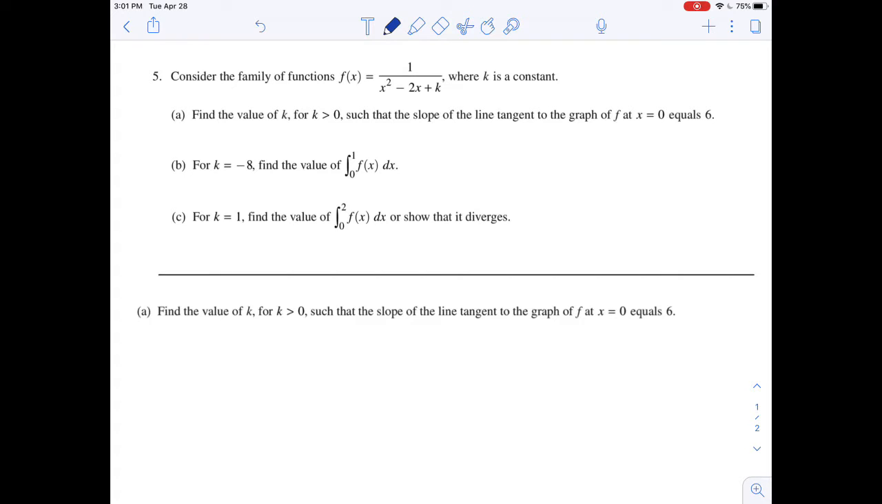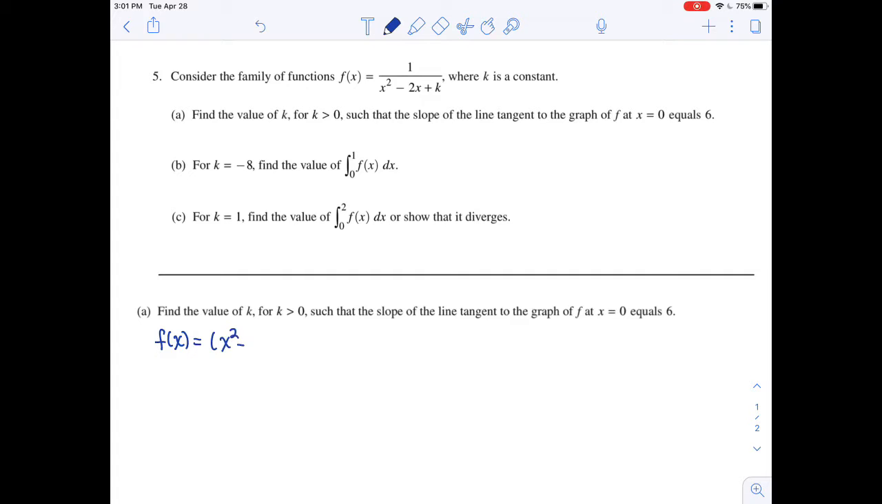Okay, so it says consider the family of functions where you have f of x equals 1 over x squared minus 2x plus k, where k is constant. Find the value of k for which the slope of the tangent at x equals 0 equals 6. So the first thing we're going to need to do to find the slope of the tangent is figure out what is the derivative of f of x.